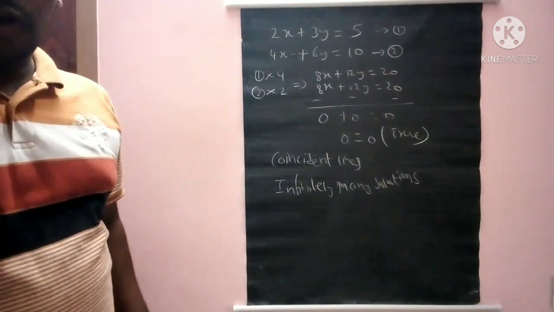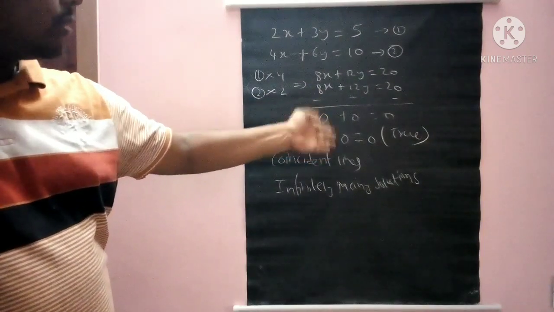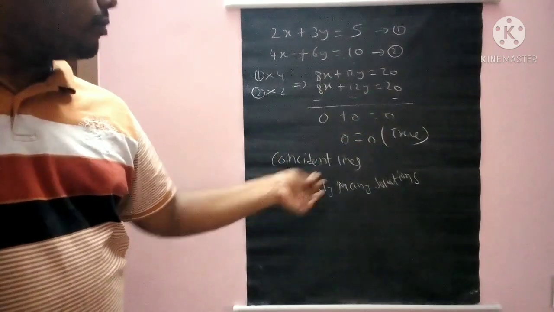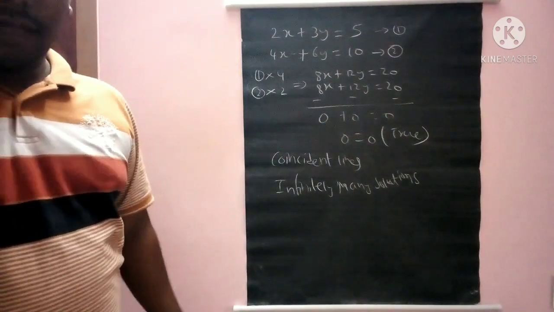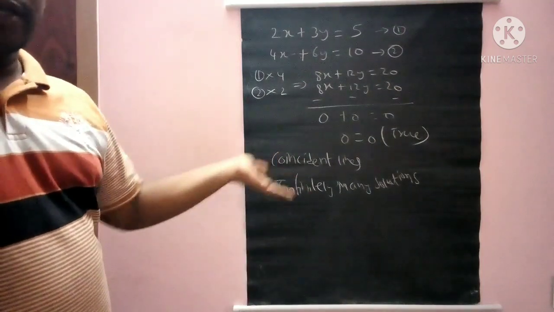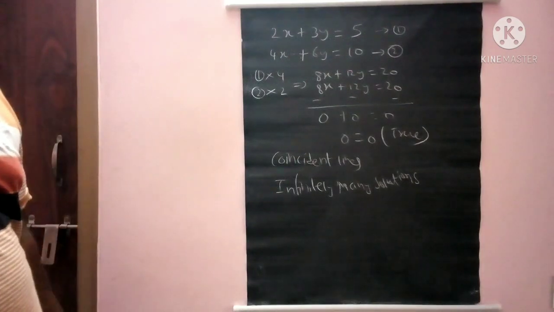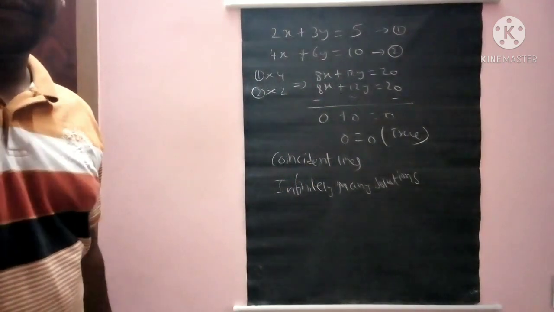So without a variable, you are getting values like this: LHS equals RHS. That is a true statement. If you are getting LHS not equal to RHS, that is a false statement. If you are getting some variable, then you should solve the obtained equation and find the values of the variables. Then definitely the lines will be intersecting. So these are the things in the elimination method.